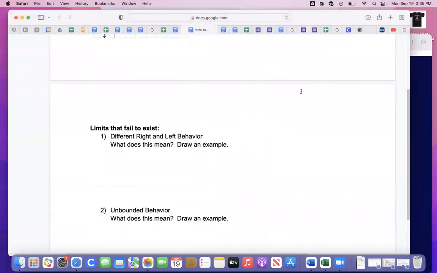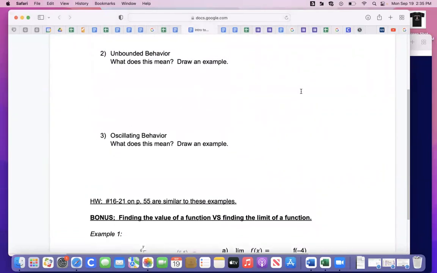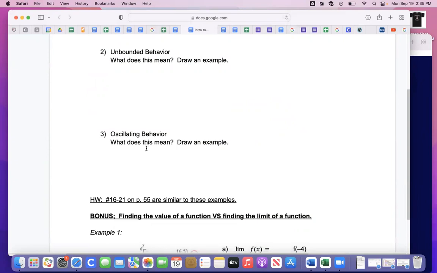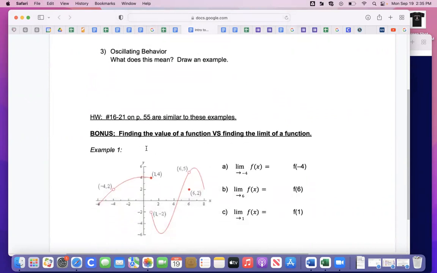The last one, which I don't have an example for in this notes page, however it is on page 51, is oscillating behavior. The most common and probably widely used one that we're ever going to use, if you look at that graph, is the sine graph. The sine and the cosine graph are considered oscillating behavior because they can keep going and going and going, right? So it's oscillating and never has a limit. Anytime you see that with a sine, cosine, or just oscillating behavior, that would also be undefined.